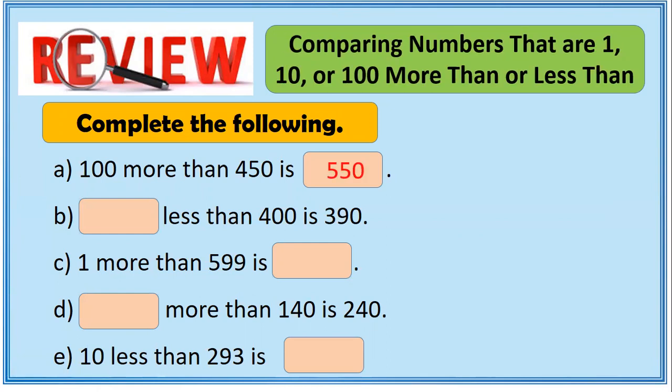Very good. Next, letter B, blank less than 400 is 390. So if it is less than, what are you going to do? Add or subtract? All right, it should be subtract. So here, what number should be subtracted from 400 to make it 390? Is it 1, 10, or 100?